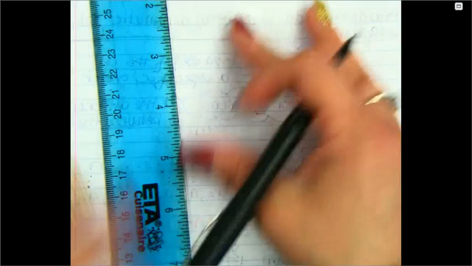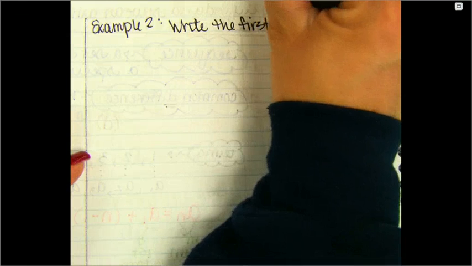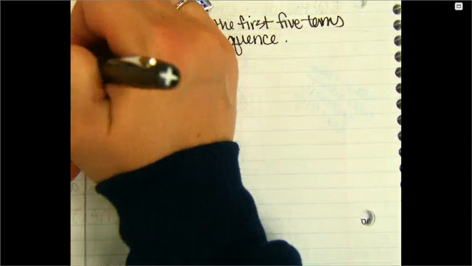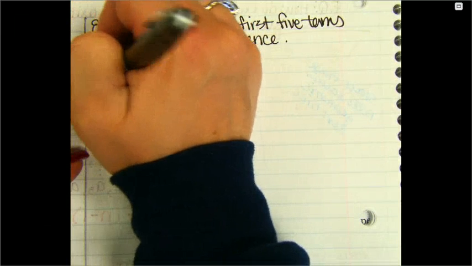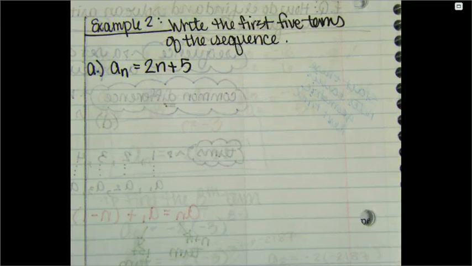Let's switch up the type of example. So I'm going to call it example 2. Example 2 says write the first 5 terms of the sequence. Our sequence is a sub n equals 2n plus 5.